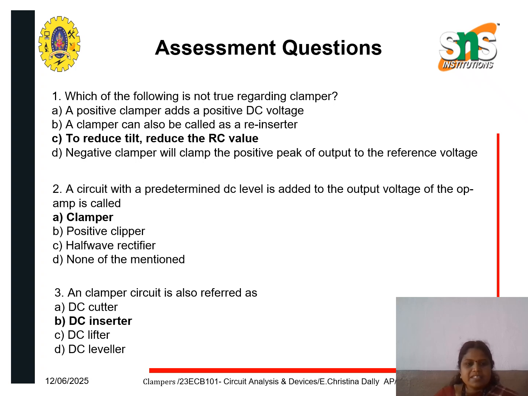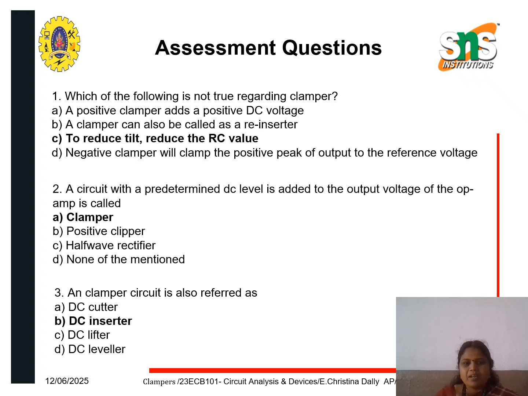The next thing we are going to see is the assessment questions, related to the clamper. The main function of the clamper circuit is that it adds the positive DC voltage, and it is also called the reinserter.